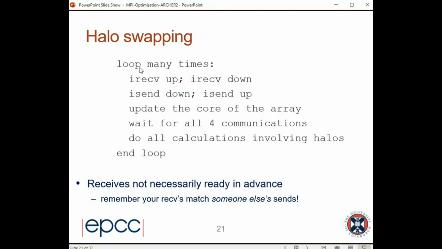Basically, what you would do for halo swapping, this is just a 1D example, is loop many times, post the iReceive, post the iSend, and then wait for them to complete. You might be tempted to try and overlap communications and calculation. So often you can say, I post my sends and receives, I update some core of the array where that calculation does not depend on the halos, then I wait, and then I do the calculation involving halos.